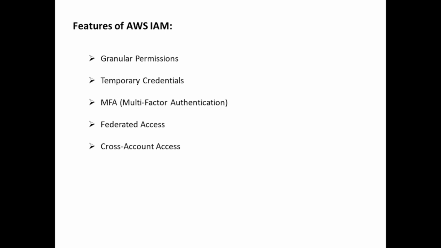MFA, multi-factor authentication. You can add an extra layer of security by requiring a second form of authentication like a mobile OTP. Federated access. IAM integrates with corporate identities like Active Directory using SAML or third-party logins. Cross-account access. You can allow a role in account A to be assumed by a user or service in account B. This is widely used in enterprise setups.